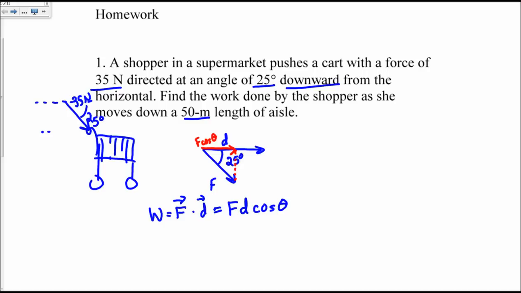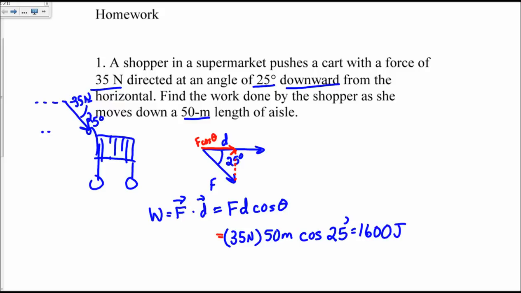So I just put in my numbers here. I have 35 times 50 times the cosine of 25 degrees. And that gives me the answer, which is 1600 joules.